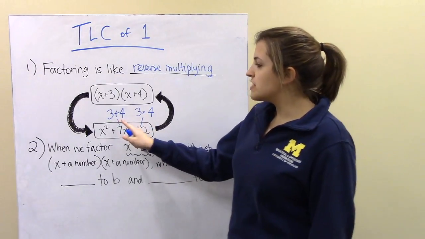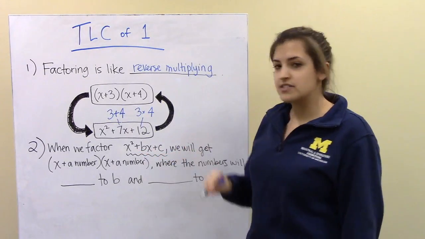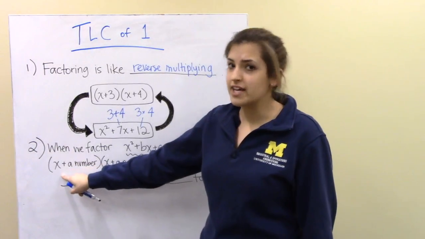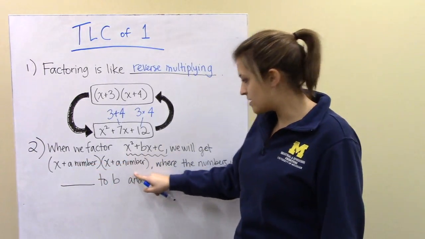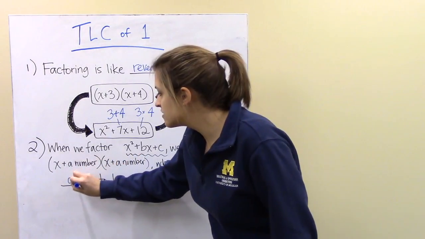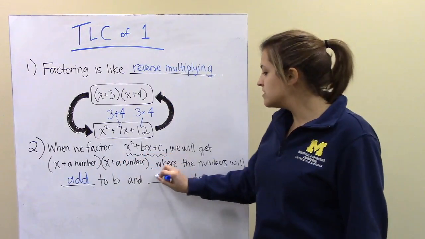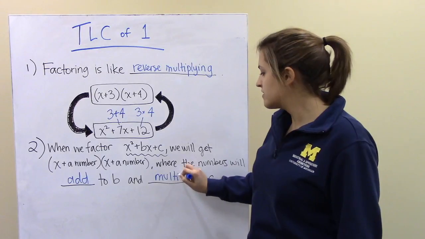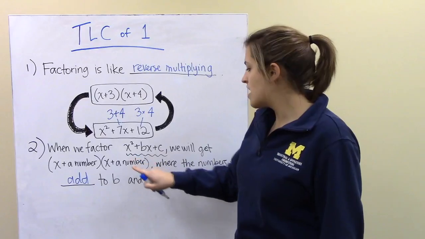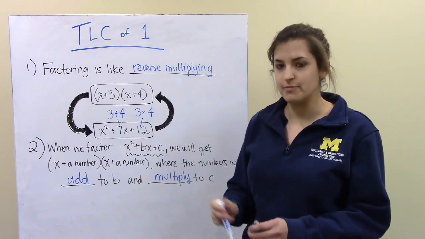So this whole thing about adding and multiplying, when we factor something like x squared plus bx plus c, we will get a factored form like x plus a number times x plus a number, where those numbers in there will add to b. So we'll add to that b term right there, and they'll multiply to c. So those two numbers right here are going to add to b and multiply to c. So let's see it in action. Let's do a few examples.